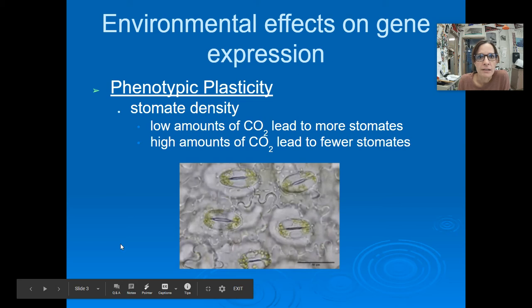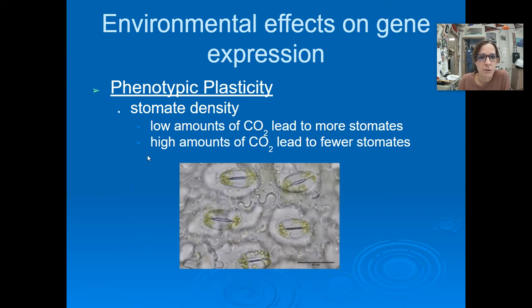The other thing that's interesting about how the environment can change gene expression with phenotypic plasticity is the stomate density. So stomates, if you think of a leaf, stomates are the little holes on the underside of a leaf that allow carbon dioxide in and oxygen out. And so if you have low amounts of carbon dioxide in the air, then that's going to lead to more stomates being formed so they can get that carbon dioxide in. And if you have high amounts of carbon dioxide, then that will lead to fewer stomates being made.